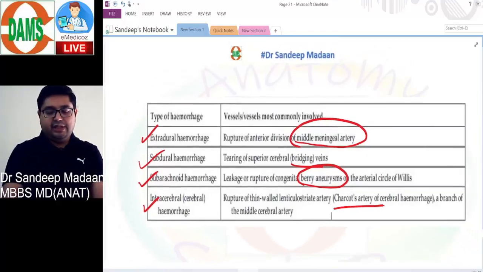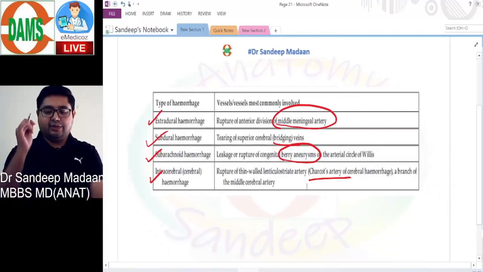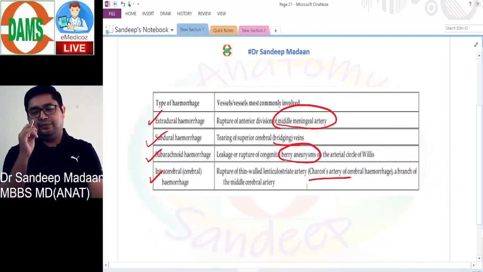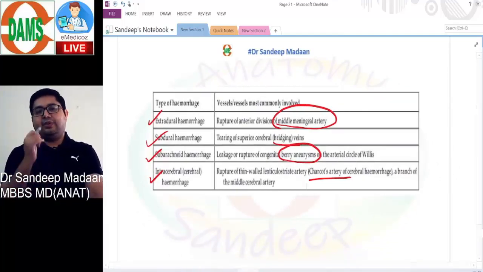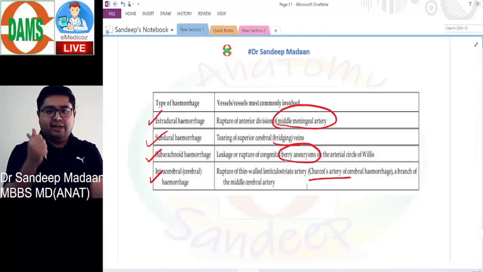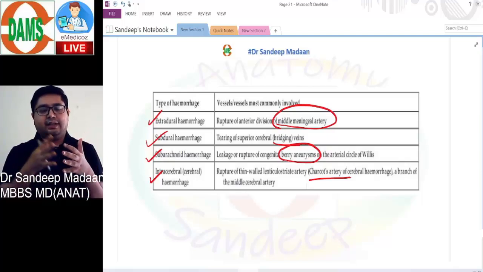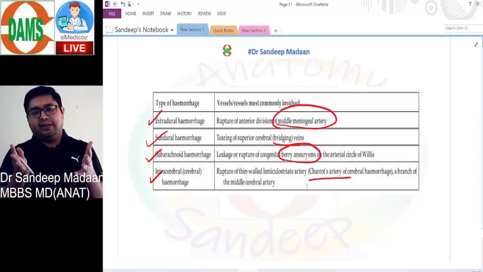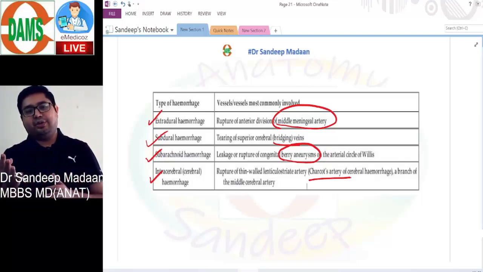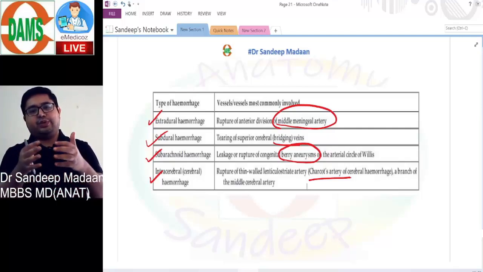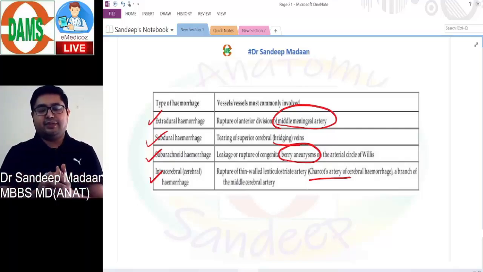Now, middle meningeal artery, when we discussed in our classes, I told you about some points about the middle meningeal artery. What were these points? See, middle meningeal artery passes through the two roots of a nerve. Which nerve? Auriculotemporal. You remember auriculotemporal nerve, between the two roots of auriculotemporal the middle meningeal artery will pass.